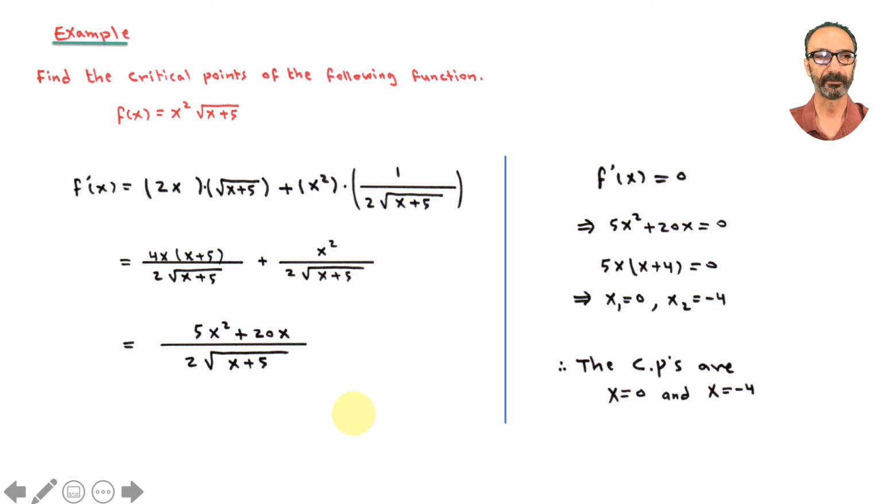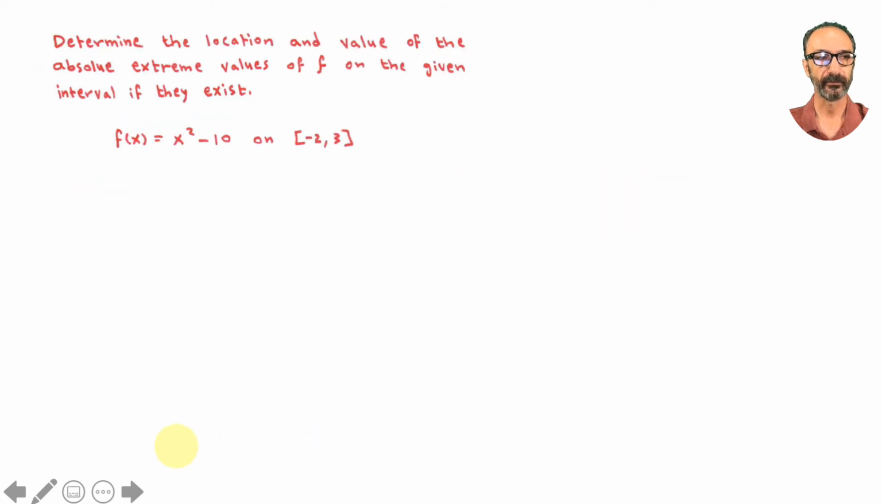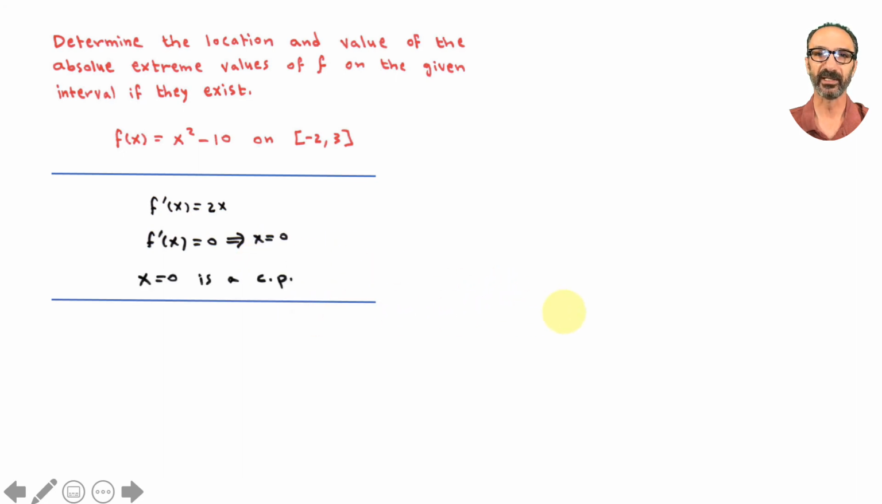One more. Determine the location and value of the absolute extreme values of f on the given interval if they exist. Now we have a closed interval. Second degree, closed interval. f prime is 2x. Set it equal to 0. I get x equals 0. So we have a critical point at x equals 0.